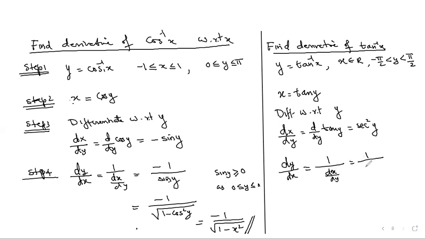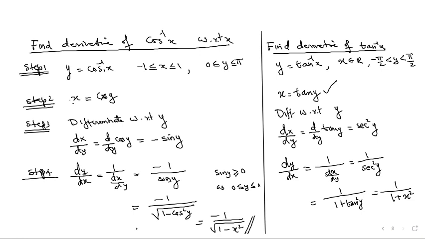So 1 upon sec square y. Now you have to convert it back to x. And what is x here? Tan y, no? So sec square theta should be converted to tan square theta. Which formula? Sec square theta minus tan square theta is 1. So sec square theta is 1 plus tan square theta. So your answer is 1 upon 1 plus x square. Here we don't have to look at the quadrant because sec square theta is always a positive number. So 1 plus tan square theta is also positive. There's no possible problem of that conversion.